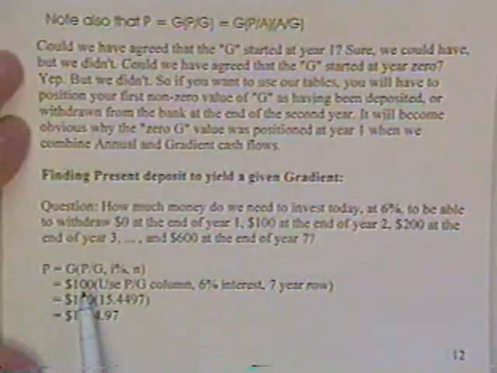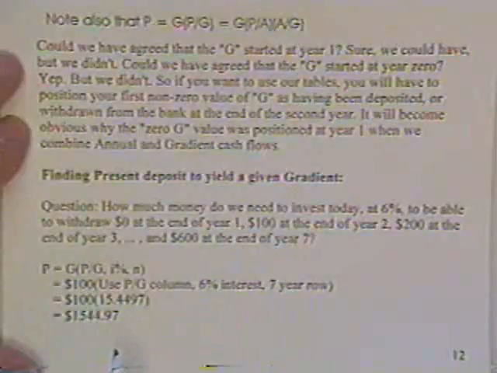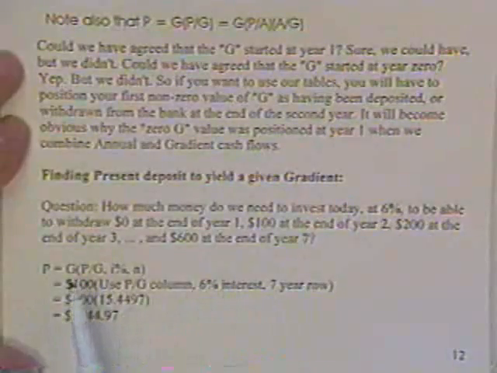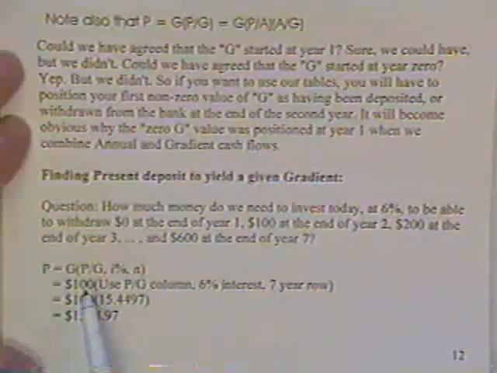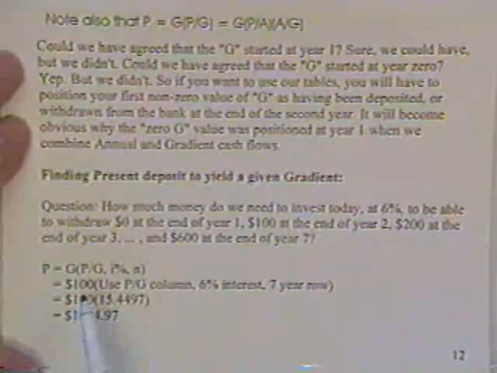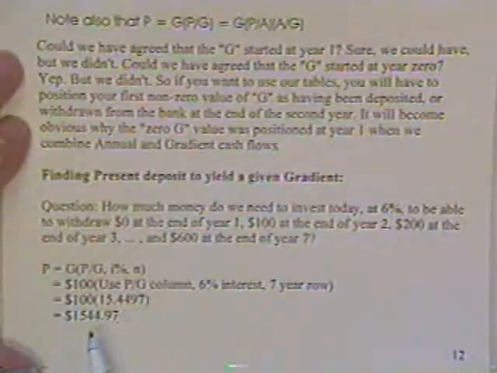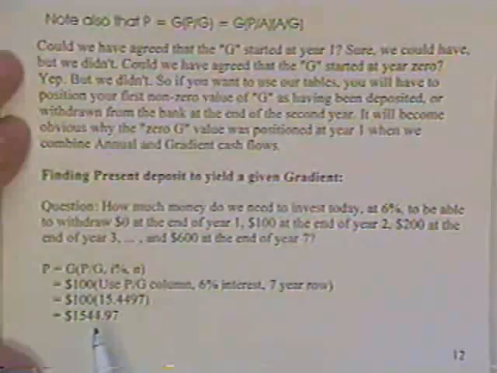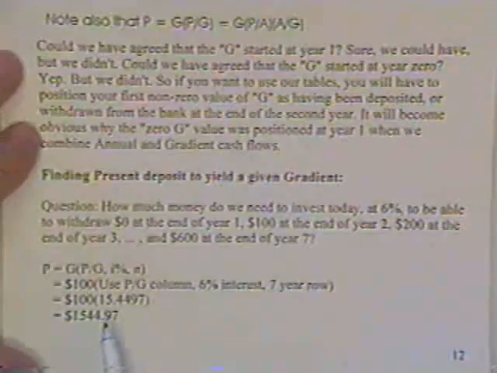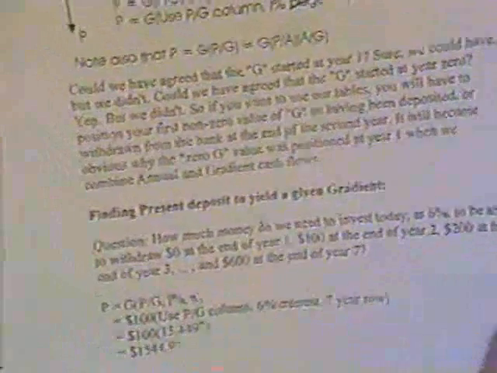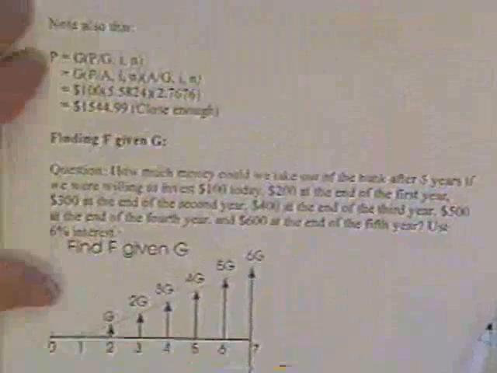The gradient is $100. The number of years this thing is going to go on is for 7 years at 6%. So you multiply your given G of $100, 0, 100, 200, 300, 400, 500, 600, 700. No, it goes to 600. And you'll find the factor in the tables is 15.4497. Saying that you would have to invest $1,544 today in order to have that cash flow in gradient fashion.